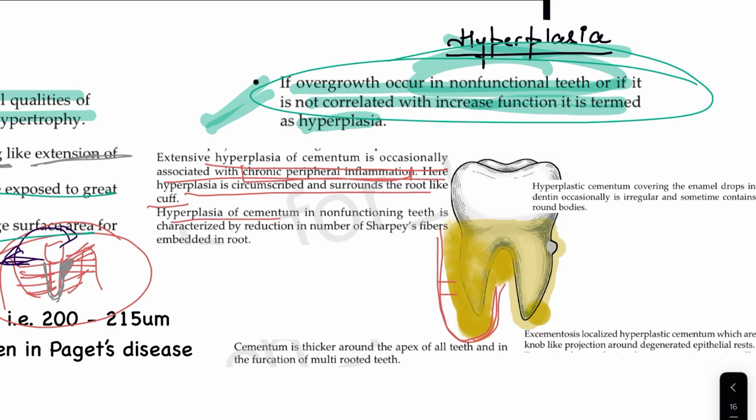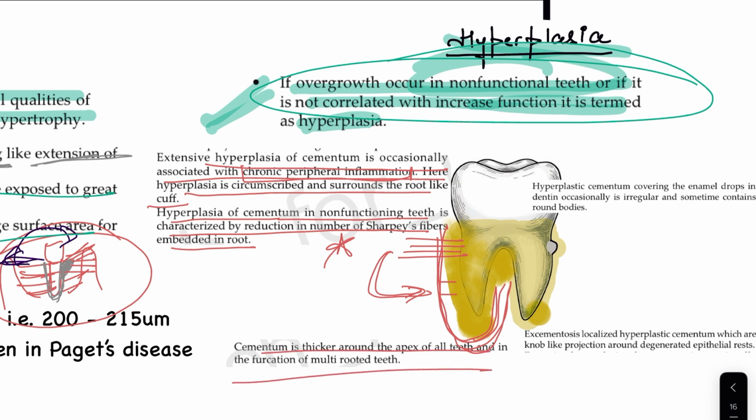Okay. Hyperplasia of cementum in non-functional teeth is characterized by reduction in number of Sharpey's fibers embedded in the root. So although there would be a lot of cementum, you won't see a lot of Sharpey's fibers. If in the normal cementum I have this many, in this hyperplasia I will see only a few. This is a characteristic feature of chronic hyperplasia. Then cementum is thicker around the apex of all teeth and at the furcation of multi-rooted teeth. So these are the areas where you would see the thickest cementum.